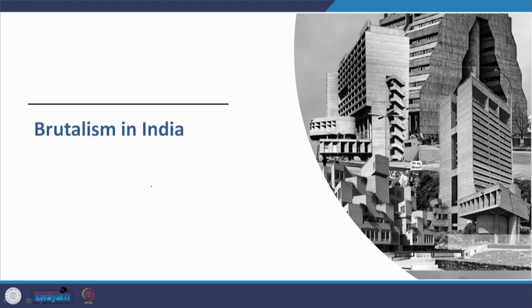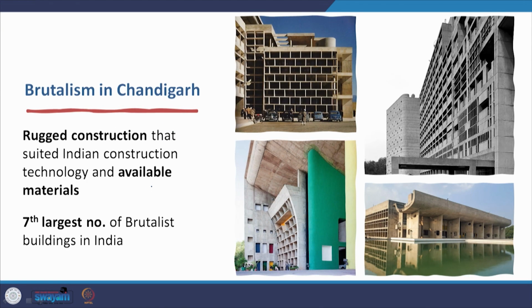Now brutalism in India has been practiced by many architects. Kuldeep Singh is there, and Shivnath Prasad is there, and many other architects who have employed it. B.V. Doshi himself has done it in the Premabhai Hall, and it is there in the Sardar Vallabhbhai Patel Stadium, etc. I.P. Kanvinde has employed it, and brutalism in Chandigarh is a rugged construction that suited Indian construction technology and available materials. In fact, India has the 7th largest number of brutalist buildings. As I have told you earlier with regard to Art Deco, India has the 2nd largest number of Art Deco buildings in the world after Miami.